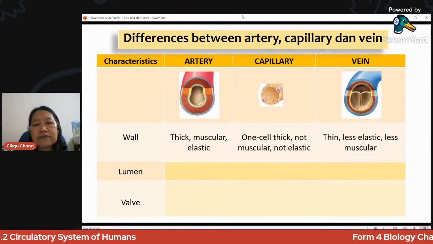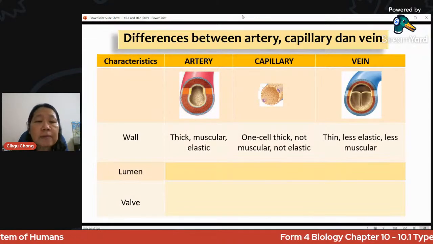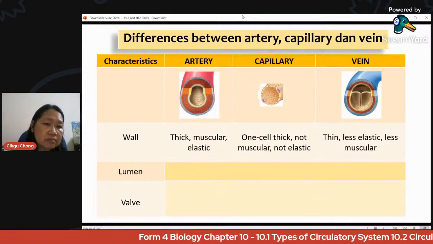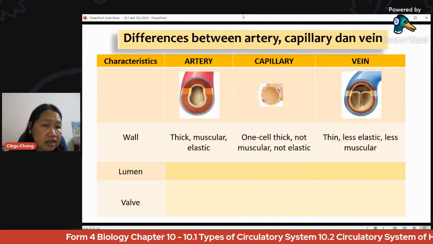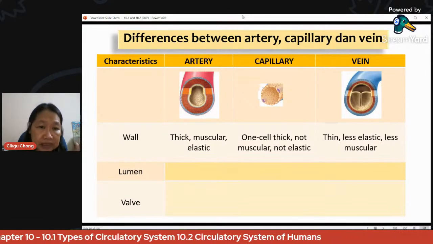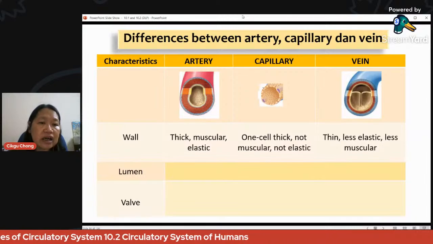Okay, so wall, you talk about the thickness. So this is one very important point. Artery, you find that the middle layer here, there are three layers actually. The middle part is the smooth muscle. It's muscular, very thick, the layer there, and it's elastic.